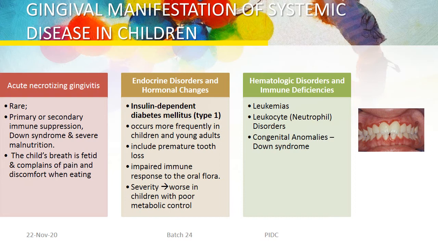Endocrine disorders and hormonal changes. Insulin dependent diabetes mellitus is one of these conditions. This occurs more frequently in children and in young adults. It includes premature tooth loss. This is mainly encountered with impaired immune response to the oral flora. Severity is especially worse in children with poor metabolic control. Hematologic disorders and immune deficiencies such as leukemias, leukocyte disorders, and congenital anomalies such as Down syndrome all have certain gingival manifestations, mainly because of the systemic changes.